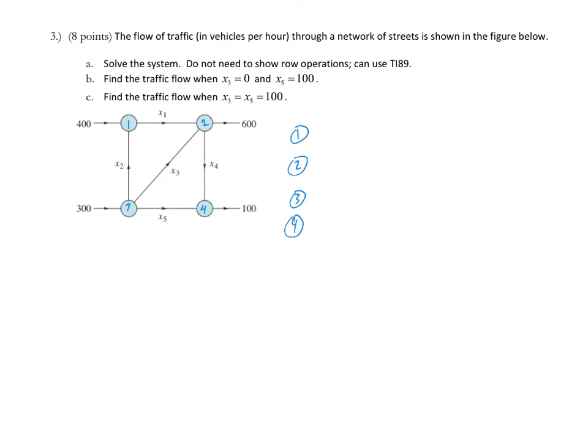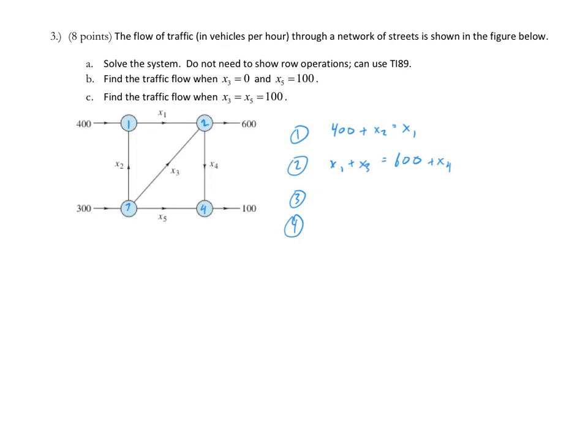Okay, so at intersection 1, what's going into that intersection? We have 400 and x2 going in. What's coming out? The only thing coming out is x1. So there's our first equation. At intersection 2, what's going in? We have x1 plus x3 going in, and coming out of intersection 2 is 600 plus x4.